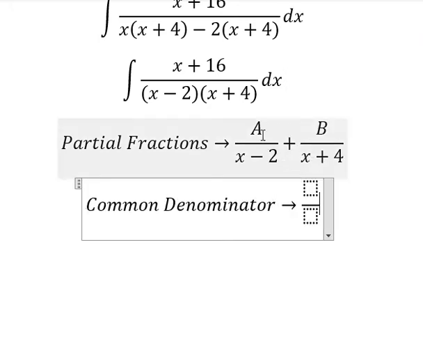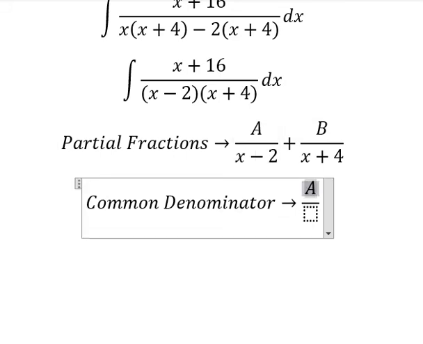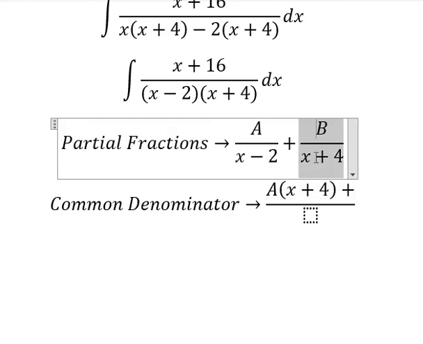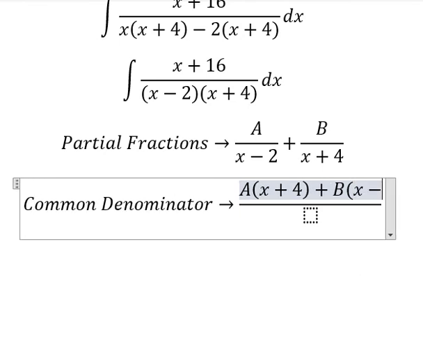About this one, it is missing s plus 4, so capital A multiplied by s plus 4. About this one, it is missing s minus number 2, so capital B multiplied by s minus number 2.